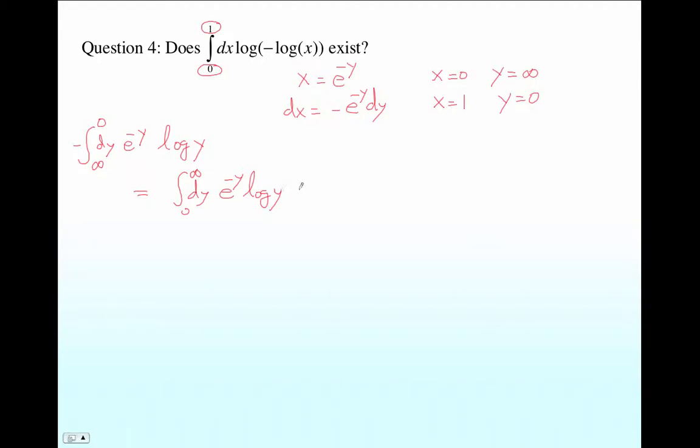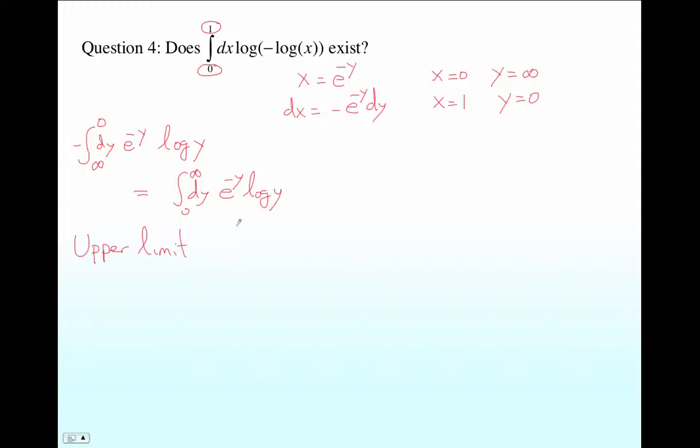Okay, we still now have a problem at both ends. At the top end, log of y goes to infinity. And at the lower end, when y is 0, log of y becomes infinity again. Let's treat the two separately. So at the upper limit, so let's look at the infinity limit, the upper limit.